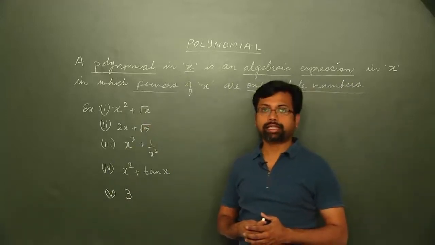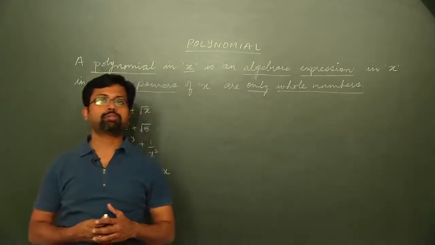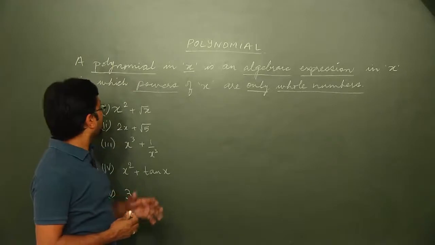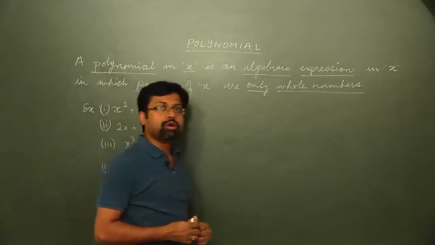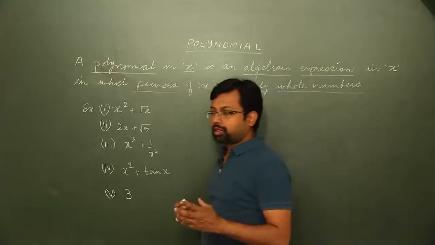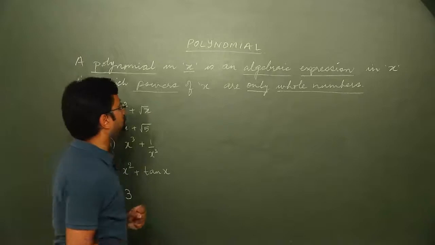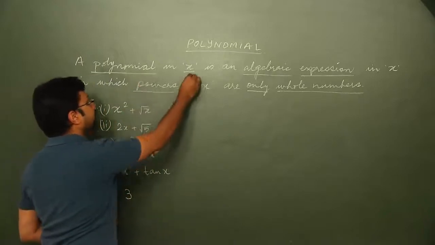A polynomial in X, as you can see on the board, is an algebraic expression in X in which the powers of X are only whole numbers. I have underlined a few terms over here and we'll be critically examining each of these underlined terms. What do they mean?